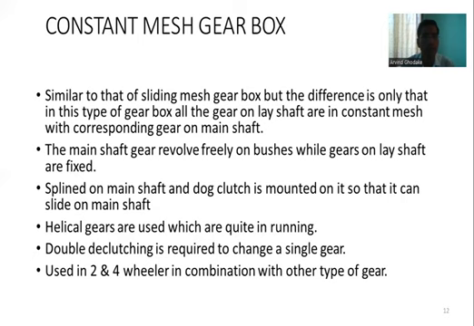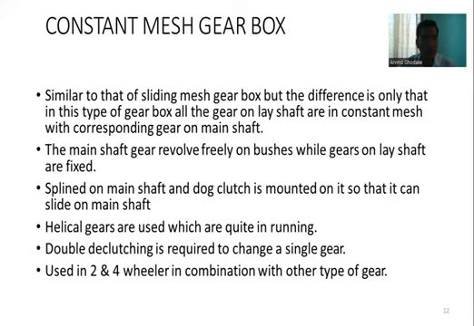It is similar to a sliding mesh gearbox, but the difference is that in this type of gearbox, all the gears on the lay shaft are in constant mesh with the corresponding gears on the main shaft. The main shaft gears revolve freely on bushes, while the gears on the lay shaft are fixed. Therefore, the spline on the main shaft and the dog clutch is mounted on it so that it can slide on the main shaft. Helical gears are used, which are quiet in running.